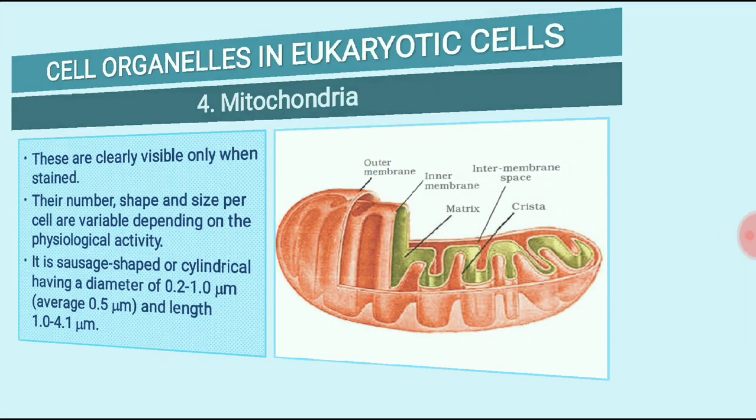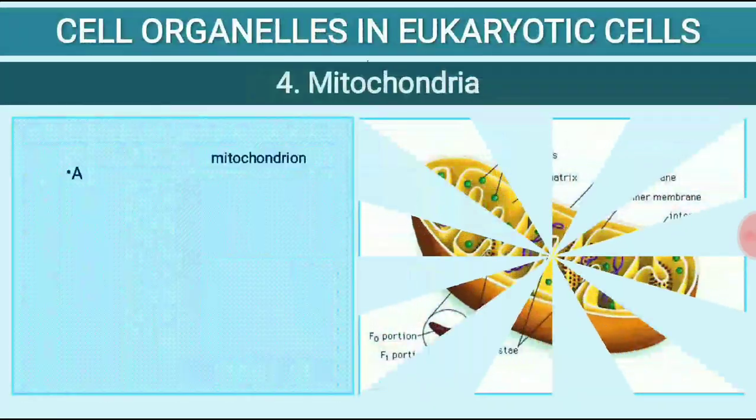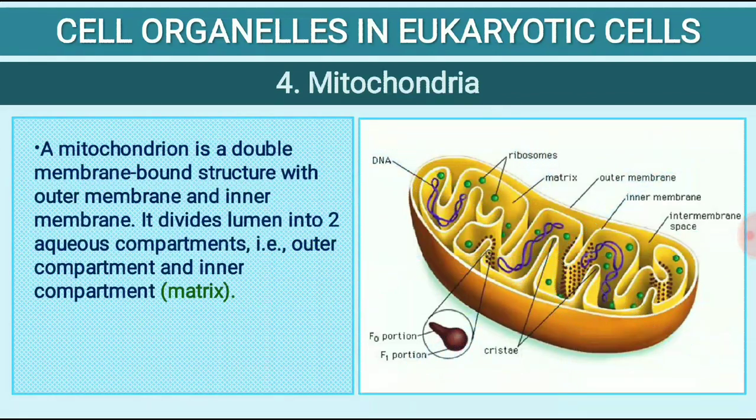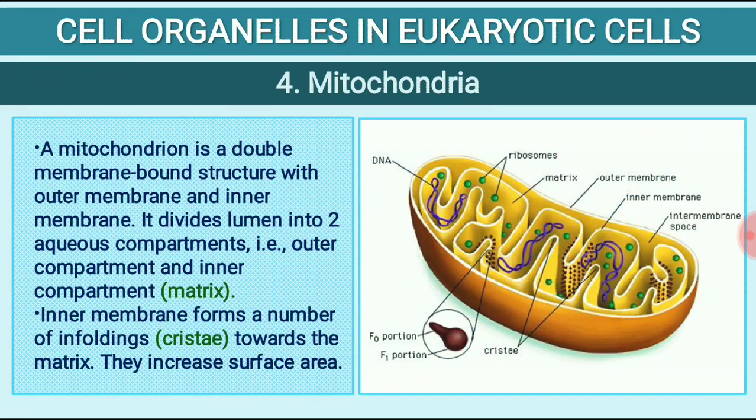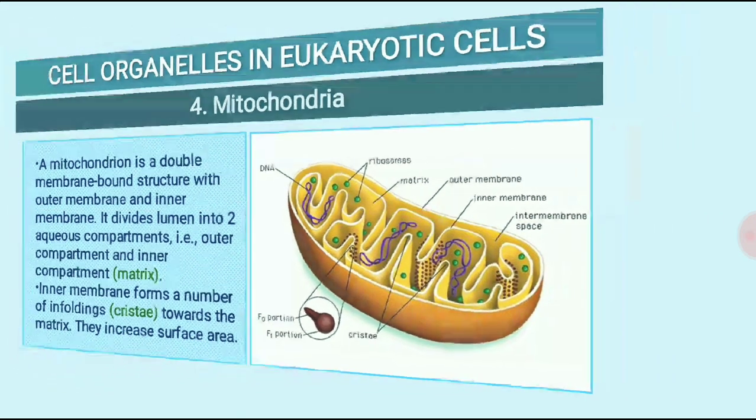micrometers. Each mitochondrion is a double membrane-bound structure with the outer membrane and the inner membrane dividing its lumen distinctly into two aqueous compartments, that is, the outer compartment and the inner compartment. The inner compartment is called the matrix. The outer membrane forms the continuous limiting boundary of the organelle. The inner membrane forms a number of enfoldings called the cristae, singular crista, towards the matrix. The cristae increase the surface area.